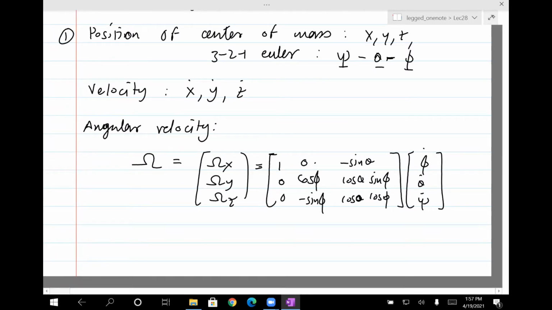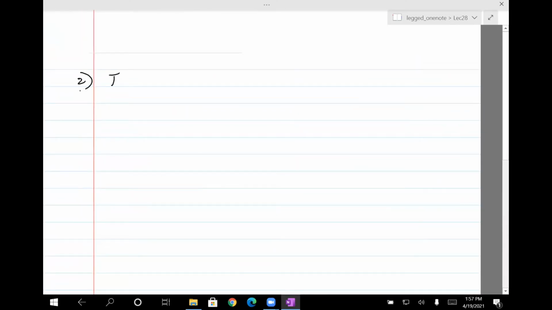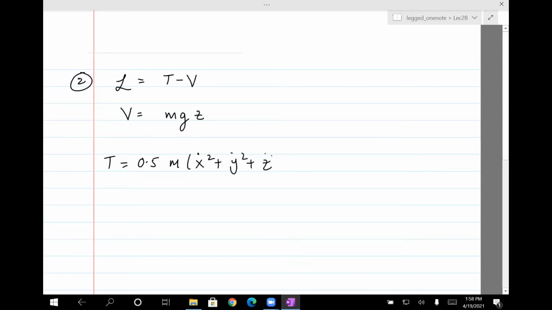Now let's get to the next part, which is finding the total energy. The Lagrangian is given by T minus V, where V is pretty simple. It's mass times gravity times the height. In this case, gravity acts along the z direction, so it's just mgz. Now, the kinetic energy is given by 0.5 mass times x dot squared plus y dot squared plus z dot squared.